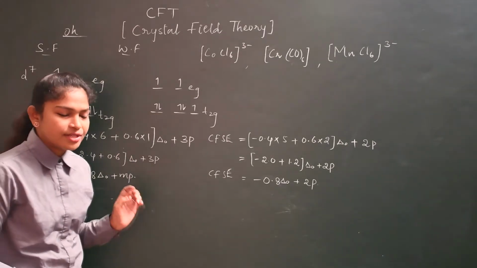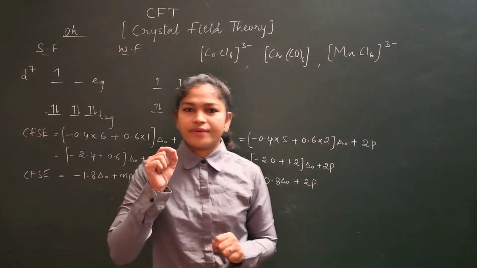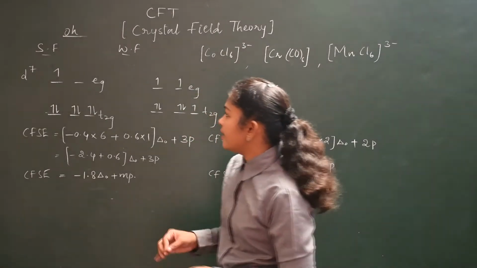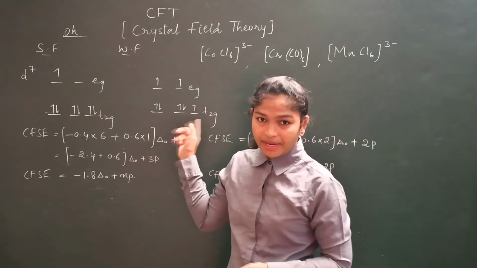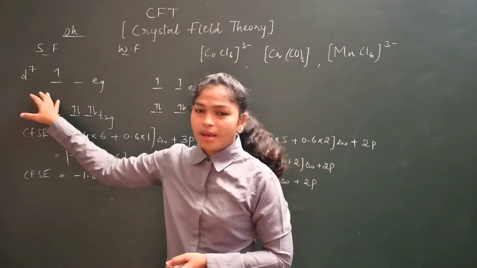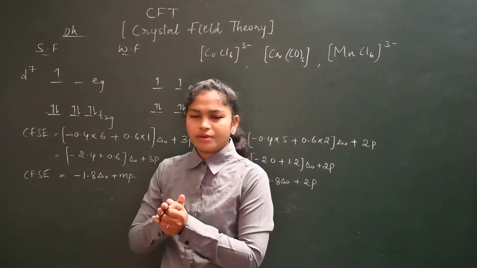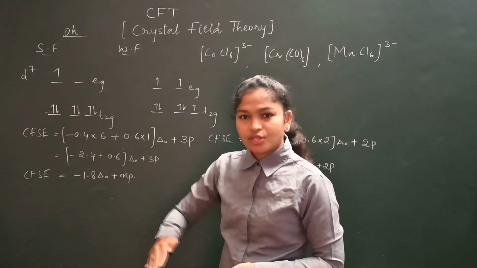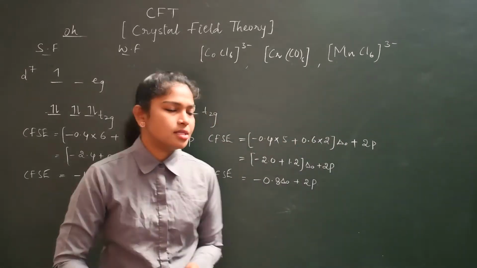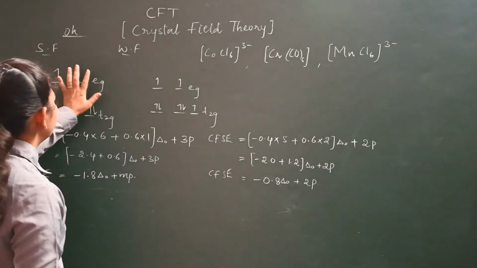In the weak field, first we fill one electron in each orbital according to Hund's rule, then it will be paired up. But in the strong field, the energy gap will be high, so first it prefers to pair up in T2G, then it goes to the EG level. So that is about D7 system.